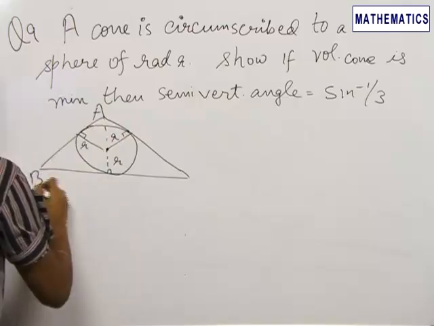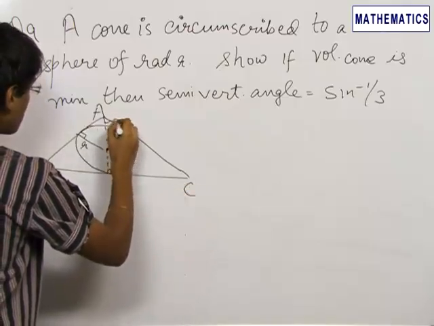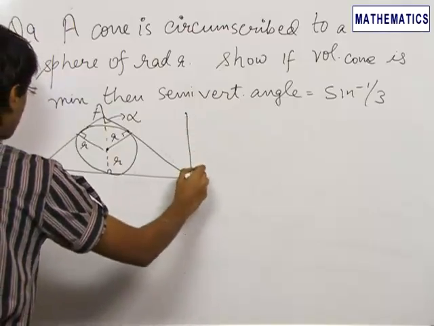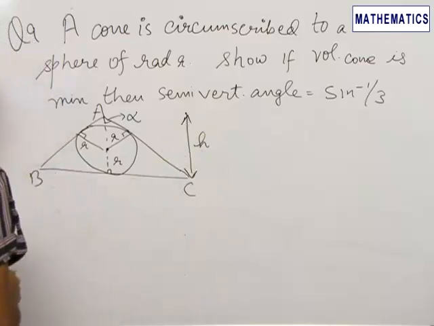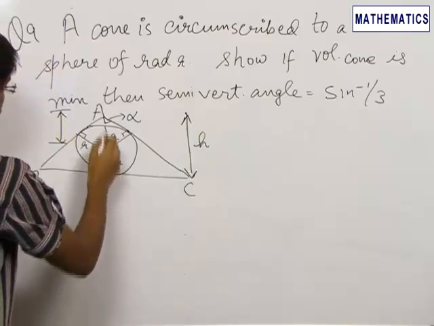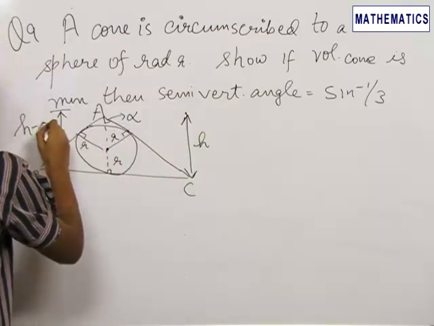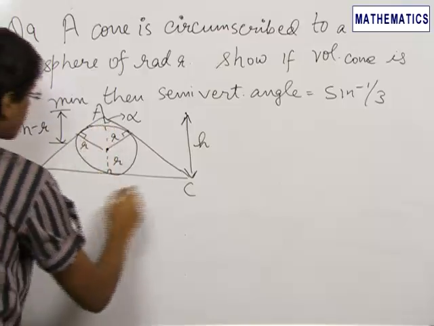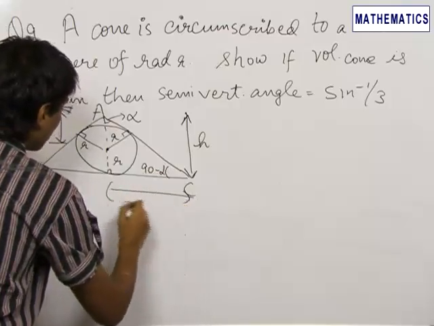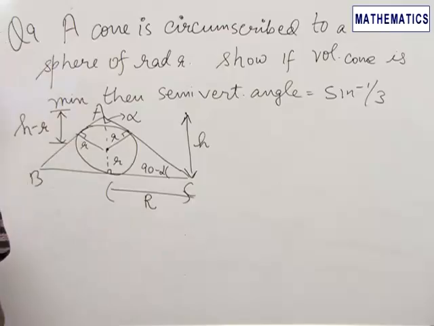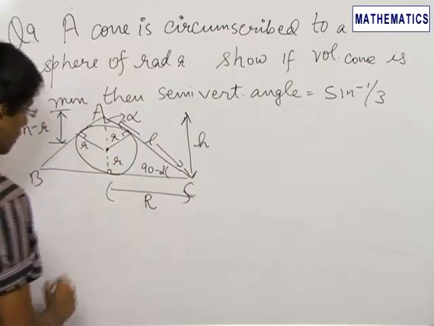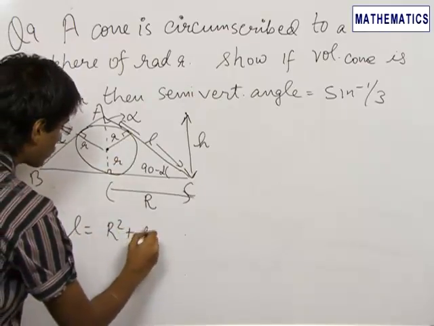If this is point A, B, C, and this is the semi-vertical angle alpha, let us say that this entire height of the cone is h. So this thing will be equal to h minus r. Since this is r, so this will be h minus r over here. If this is alpha, this will be equal to 90 minus alpha. Let us say that this radius of the cone is capital R and this slant height is L. So this L will be equal to under root of R square plus h square.